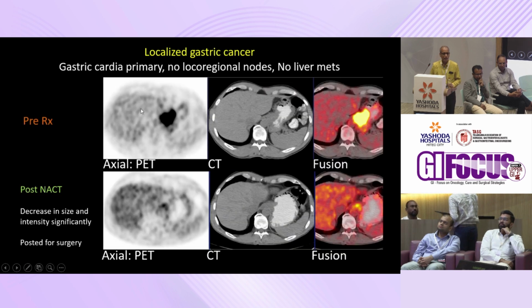This is a pre-treatment study showing this bulky large tumor showing uptake in the stomach along the lesser curvature. And after neoadjuvant chemotherapy, this shows that there is significant decrease in the size of the tumor as well as the activity, suggesting that there is a significant response to treatment, and this patient went on for surgery later on.